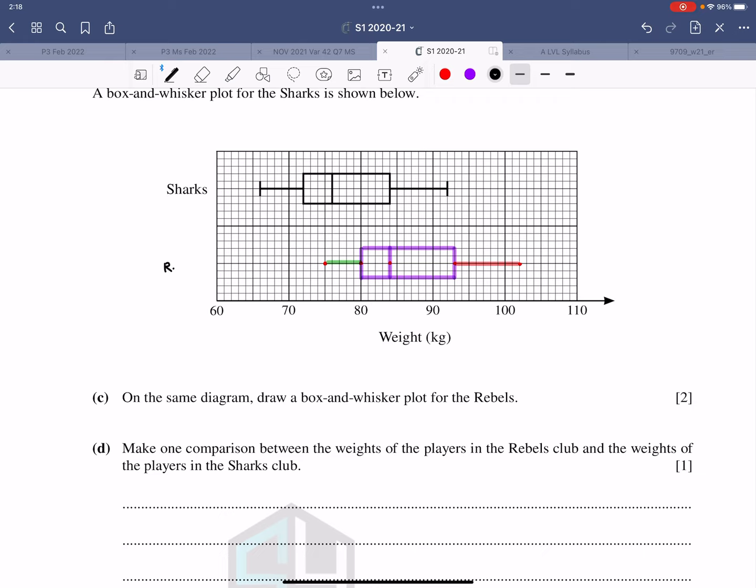REBELS. So that's how this thing is drawn. And then of course you can draw it like this. Dark line and then a dark line to show the endpoints. This thing is done for 2 marks.